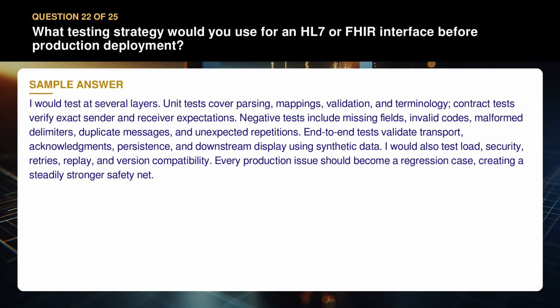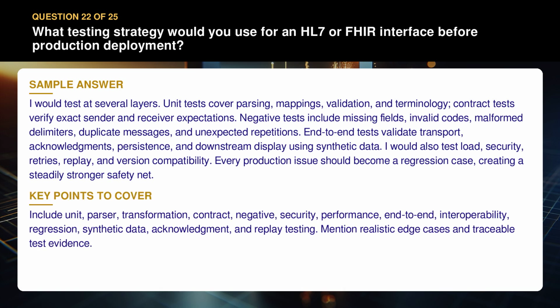I would also test load, security, retries, replay, and version compatibility. Every production issue should become a regression case, creating a steadily stronger safety net. Include unit, parser, transformation, contract, negative, security, performance, end-to-end, interoperability, regression, synthetic data, acknowledgement, and replay testing. Mention realistic edge cases and traceable test evidence.